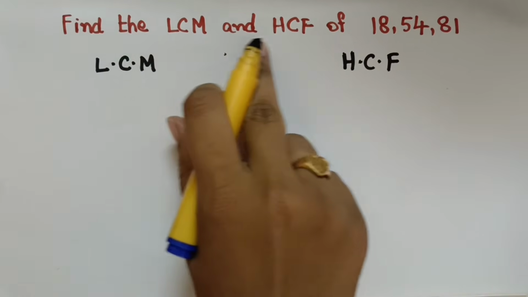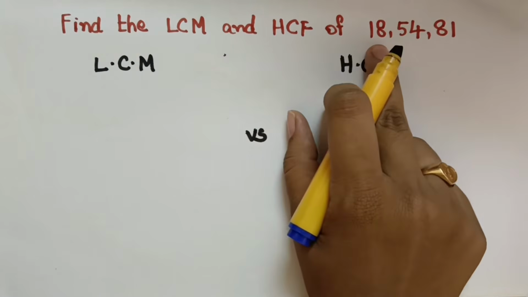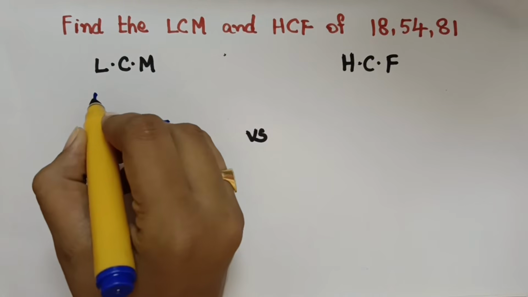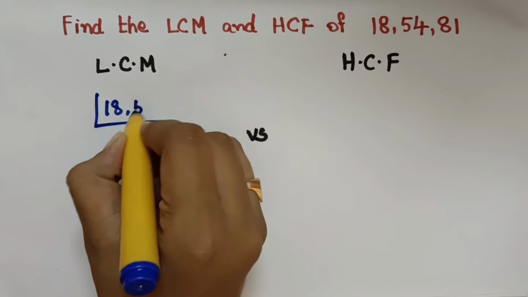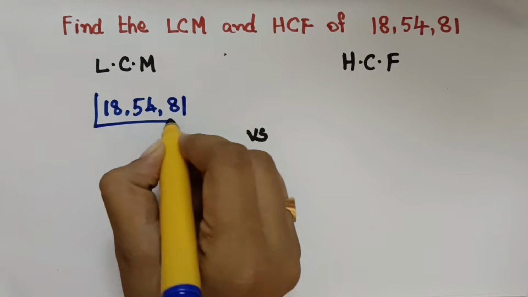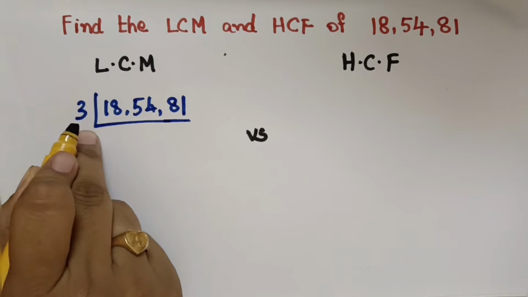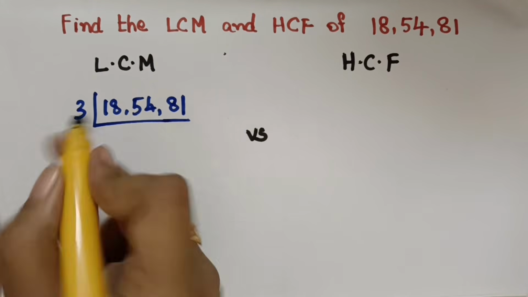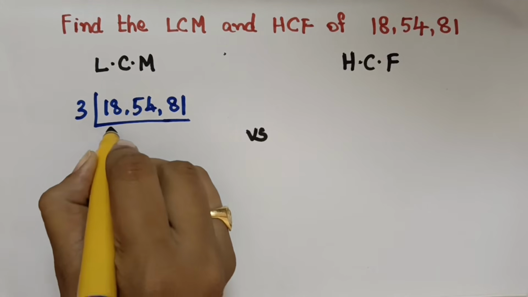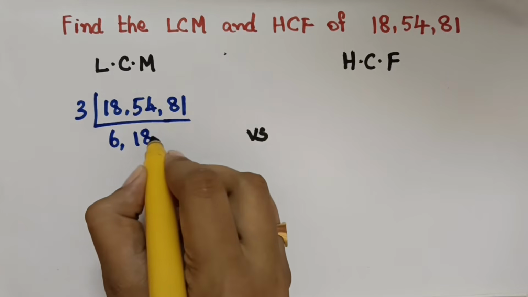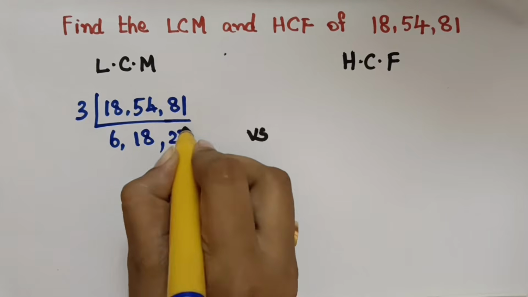The example: find the LCM and HCF of 18, 54 and 81. First we see LCM. Put L like this and write all the three numbers separated by commas. Take 3 as a divisor. 18 is divided by 3, and 54 and 81 are also divided by 3. 6 3s are 18. 54 divided by 3 is 18. 81 divided by 3 is 27.